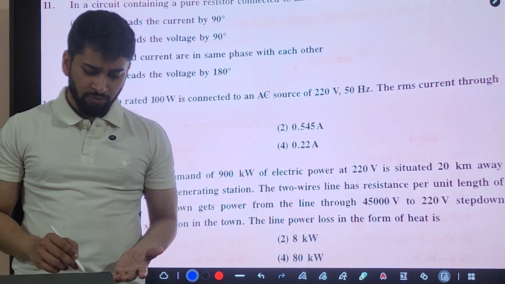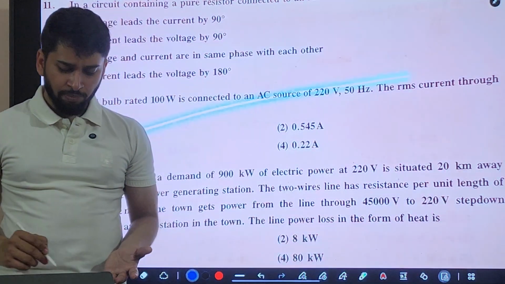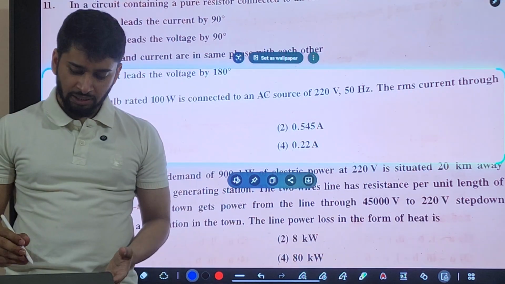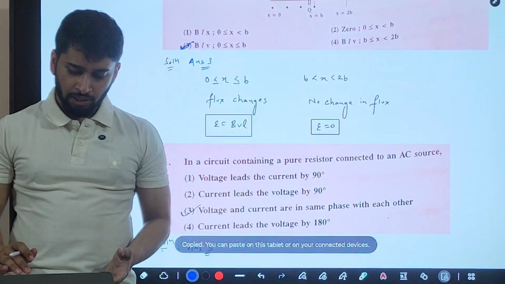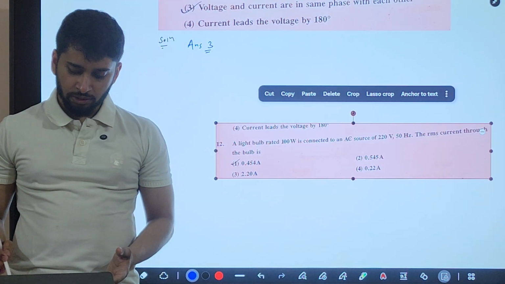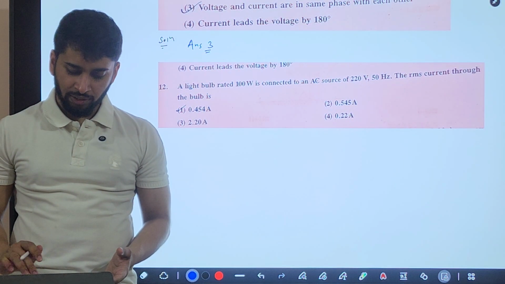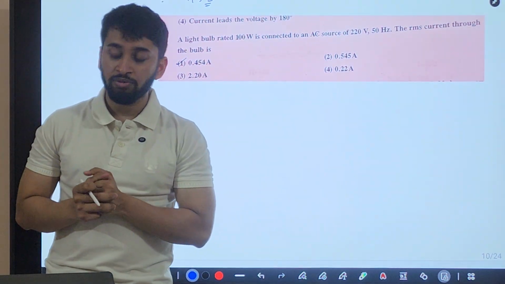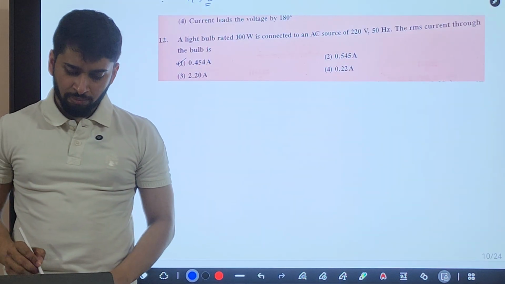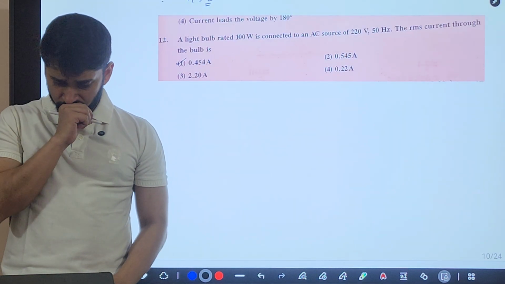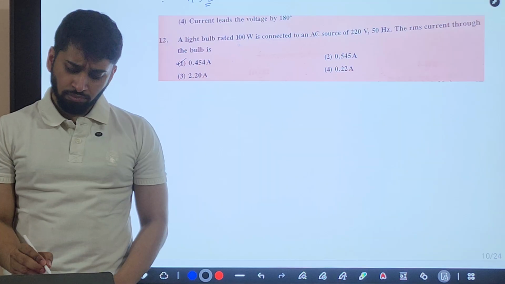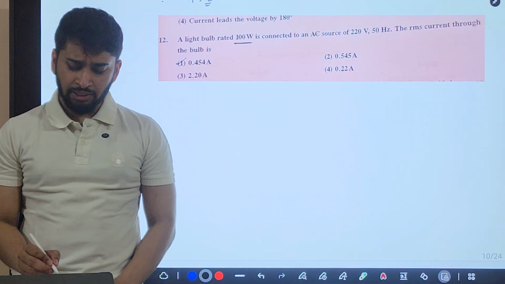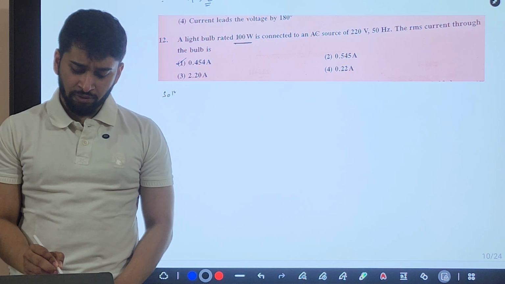12th one. What does the 12th one say? Let us go through this 12th question quickly. A light bulb rated 100 watt is connected to an AC source of 220 volt 50 Hz. The RMS current through the bulb is. Right. So a light bulb is a pure resistor. Now, what do you need? You need the RMS current.